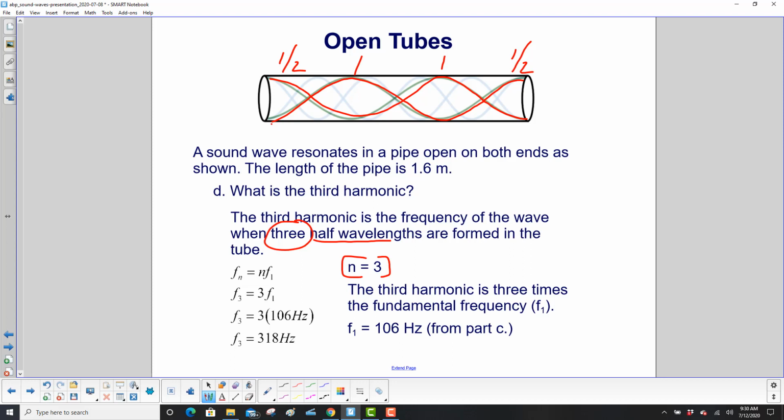So the third harmonic frequency, f sub 3, will be n times f1, n is equal to 3. We found the fundamental frequency on the previous slide, so the third harmonic is 3 times that, or 318 Hertz.